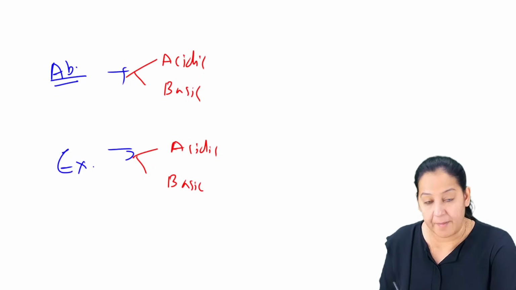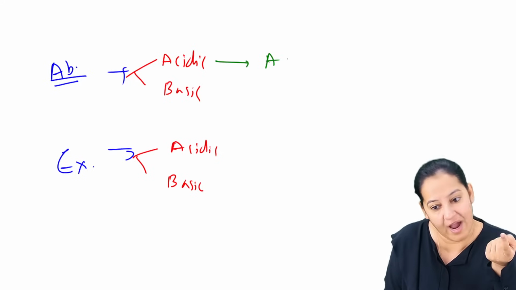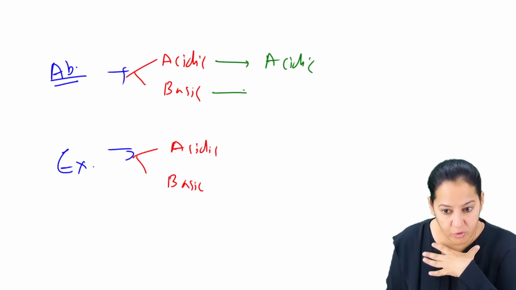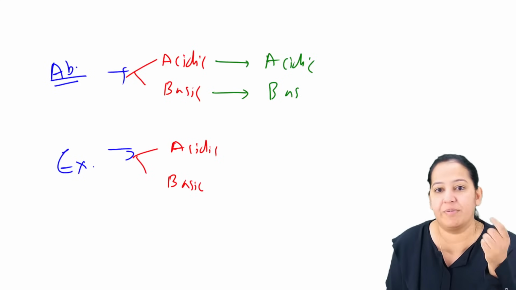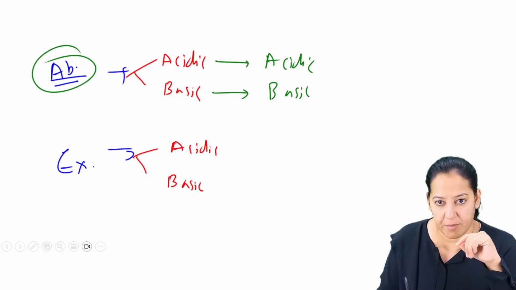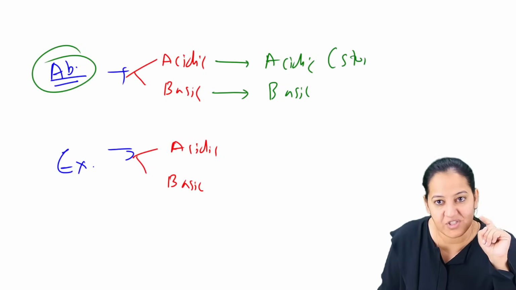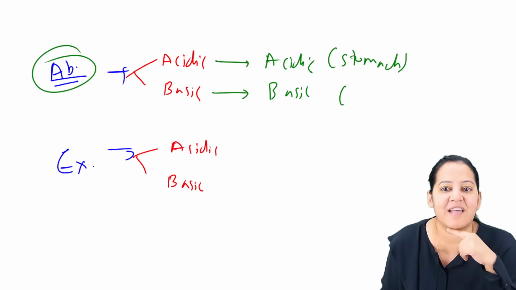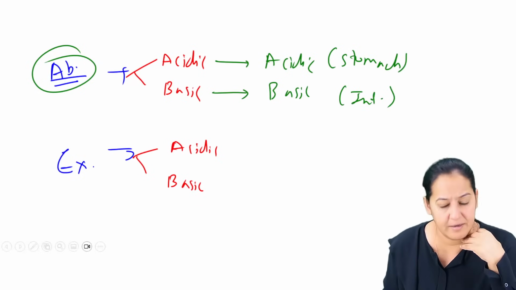So if I want the absorption of an acidic drug, I have to give acidic medium. If I want the absorption of a basic drug, I have to give basic medium. For absorption, the same medium is required: acidic in acidic, basic in basic. Got my point? Acidic drugs are absorbed in the stomach because the stomach has acidic medium, and basic drugs are absorbed in the intestine because the intestine has basic medium.